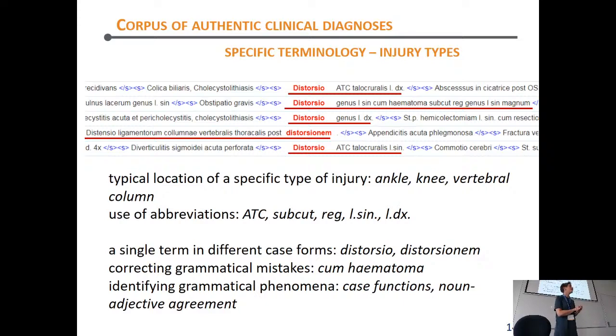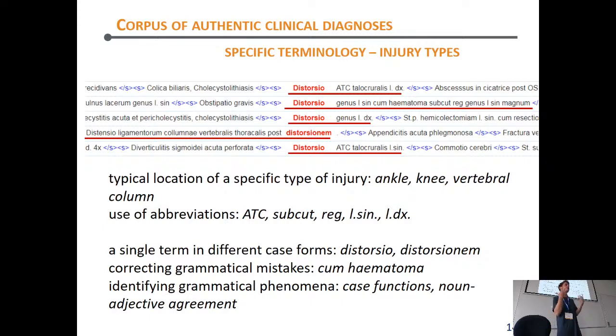And of course, this can also be used for creating test items, because it is much better than the teacher trying to make up potentially good examples to exercise some grammatical phenomenon. So it's better to have a look in the database and see what really is the most frequent use, where the injury appears most frequently. So for example, with distorsio, we see that it often appears with knee, ankle, vertebral column area.